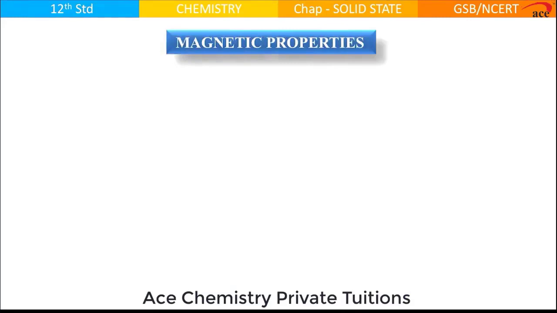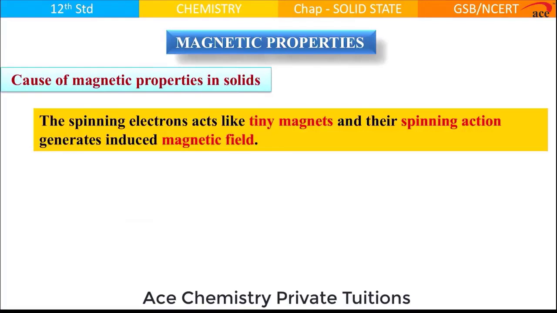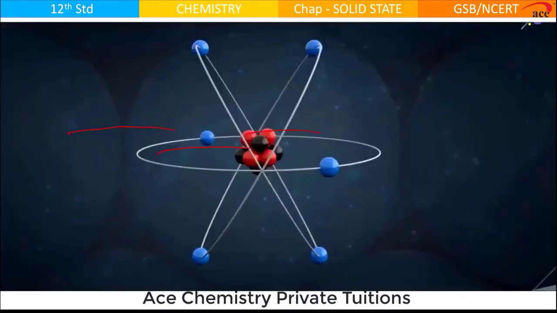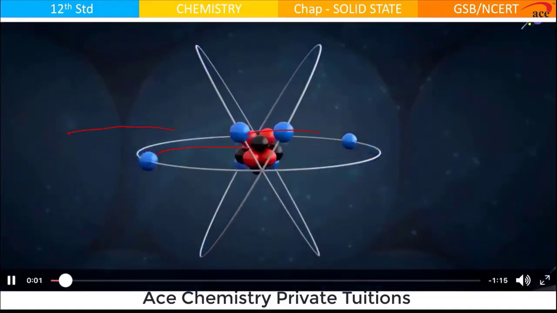So, we go to the next part, magnetic properties. Magnetic properties in solids is due to what? Spinning electrons. Each spinning electron behaves like a tiny magnet and creates a magnetic field around it. If you see this diagram, you will realize electron spinning.